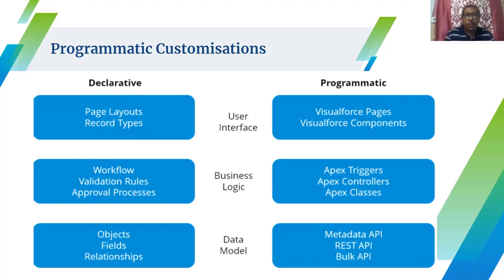Whereas declarative is a point and click method, we don't do any coding. Without writing any code, we are able to develop an application. But when it comes to programmatic, for each and everything, we are going to write code in this project, right? For which we are going to use Apex programming here. Got it? That is the main difference between declarative and programmatic.